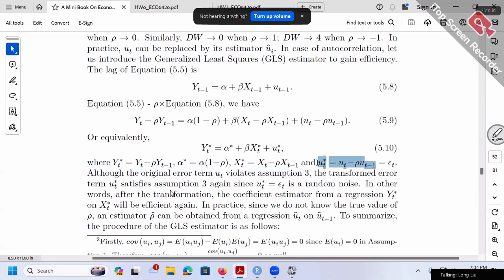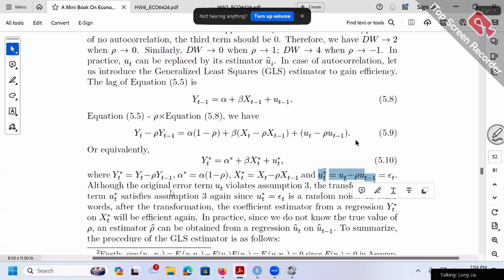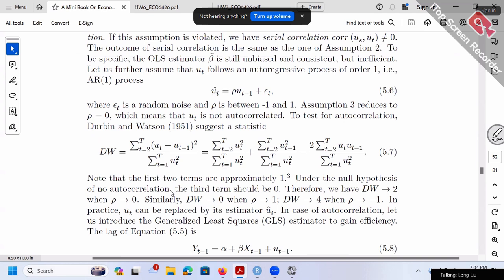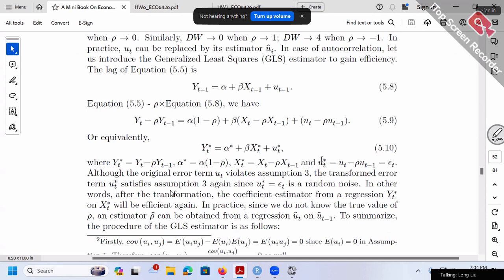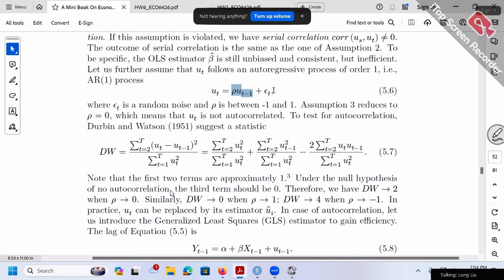So where does this transformation come from? Why do we do such a transformation? Actually, it's really, really simple. Let's take a closer look. After the transformation, u star is u_t minus rho u_{t-1}, right? Let's go back to our AR(1) process equation. If you move this term to the left-hand side, then u_t minus rho u_{t-1}, the difference, will be epsilon_t, right? In other words, this u star is exactly our epsilon_t. Epsilon_t is right here, right?